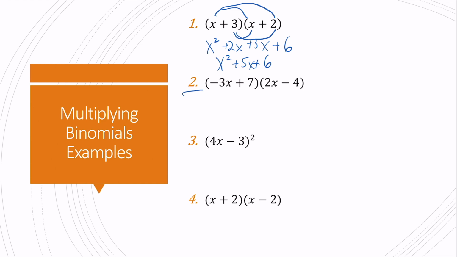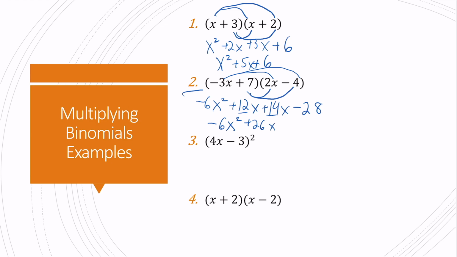In example 2, I have negative 3x plus 7 times 2x minus 4. So I have negative 3x times 2x, so negative 6x squared. Negative 3x times negative 4, so a positive 12x. 7 times 2x, which is a 14x. And 7 times negative 4, which is a negative 28. I then combine like terms. Negative 6x squared plus 26x minus 28 is my final answer.